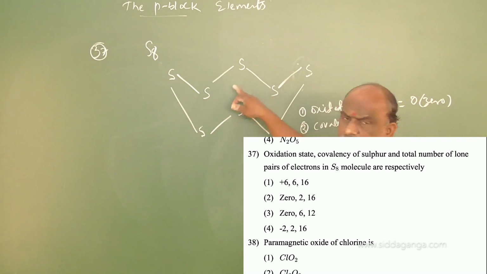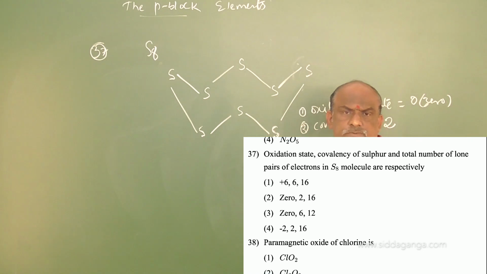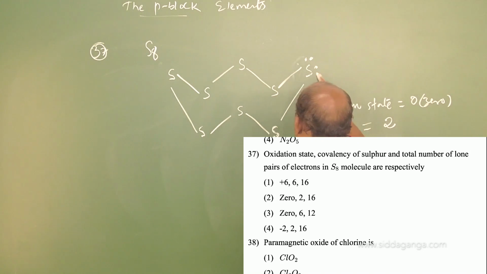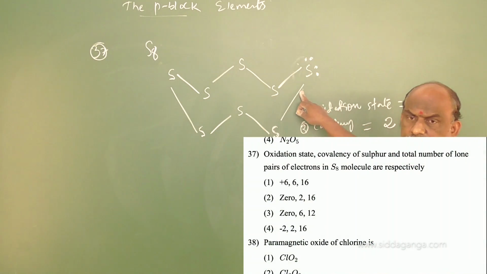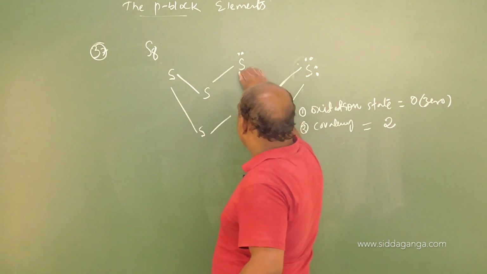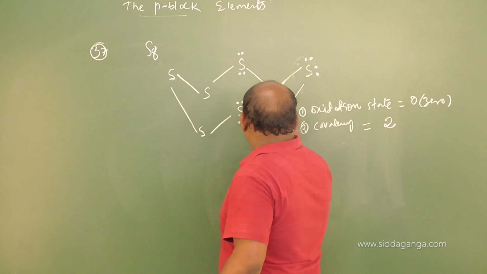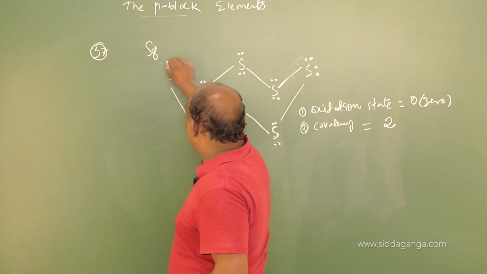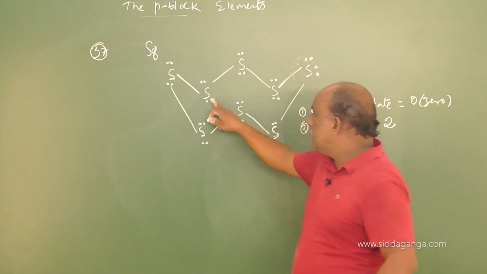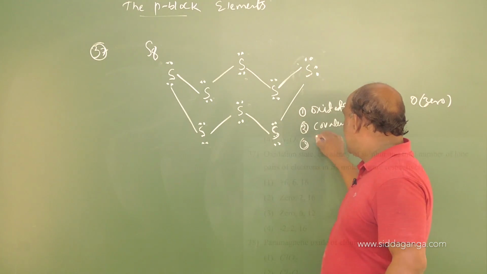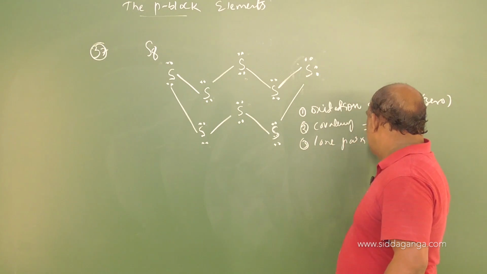And lone pairs of electrons. Actually, in the crown shape a single sulfur atom is not in octet. For octet it still requires 2 pairs. Each sulfur requires how many pairs? 2 pairs: 1, 2, 3, 4. Then it is octet: 2 plus 2, 4 electrons; 4 plus 4, 8 electrons. So each sulfur has 2 lone pairs. This will be the correct structure of the compound, a crown-shaped structure. Count the number of lone pairs: 1, 2, 3, up to 16. The number of lone pairs is 16.